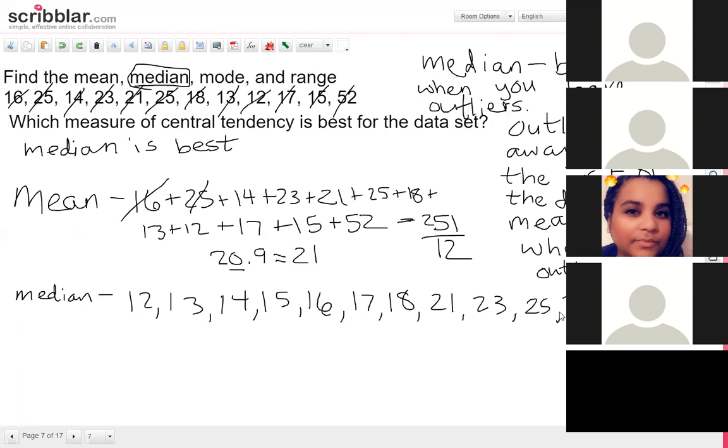And if you write it out and you're not sure, did I miss anything? Count how many numbers you've written down. We have 1, 2, 3, 4, 5, 6, 7, 8, 9, 10, 11, 12. So we know we got them all because there were 12 numbers. So we already know the mode since we saw the repetition. There's only one mode and it's 25.